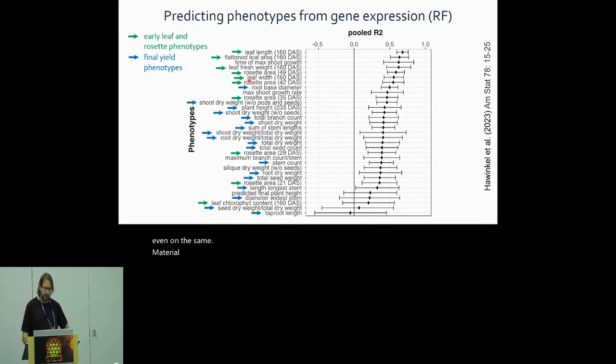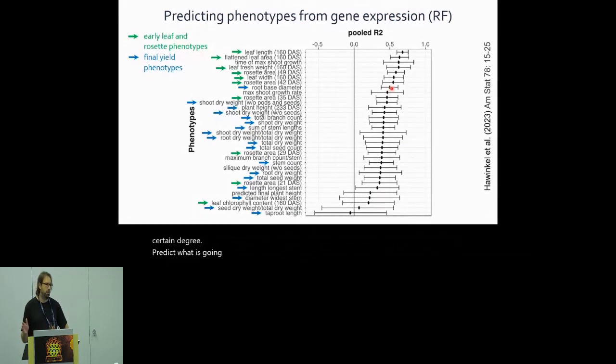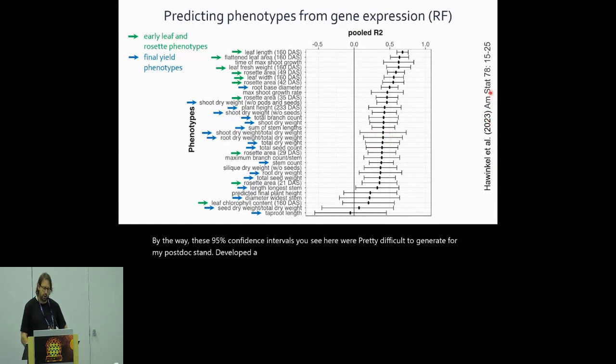But you see that even for some of the final phenotypes, the ones indicated here in blue, for most of them we still get better than random prediction performance. So for individual plants, to a certain degree, we can predict what the yield of these plants is going to be, based on transcriptome data that was generated 5 months before. By the way, these 95% confidence intervals you see here were pretty difficult to generate. So my postdoc Stan developed a method for this, which was published last year in American Statistician.